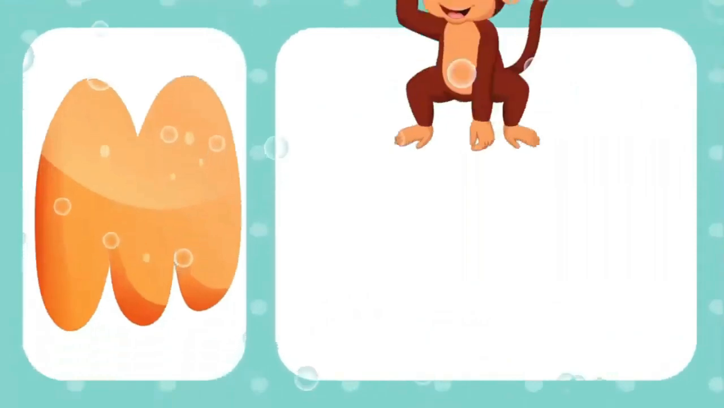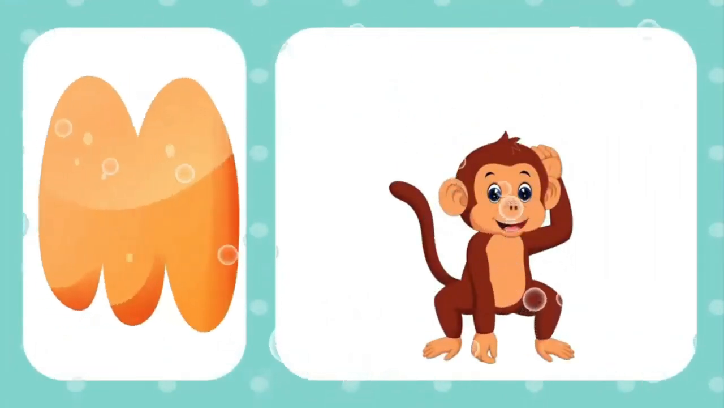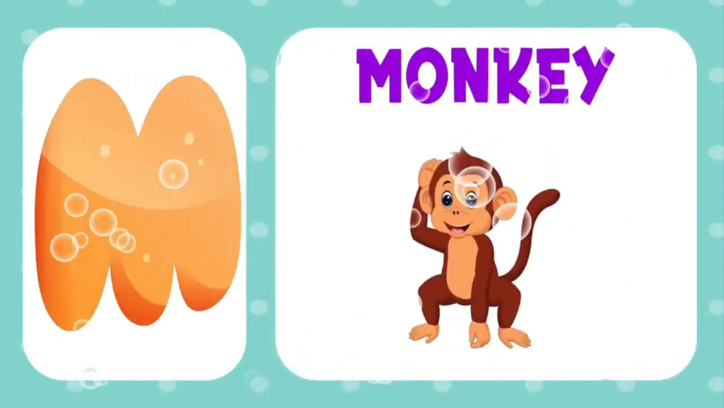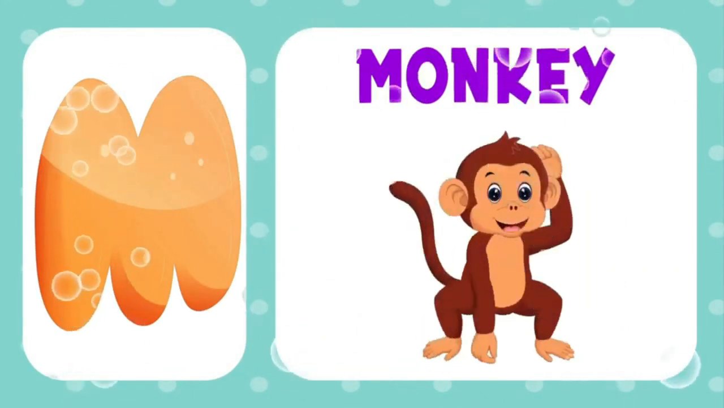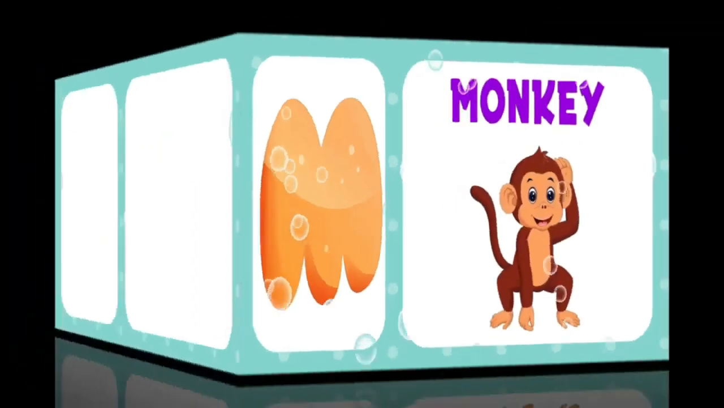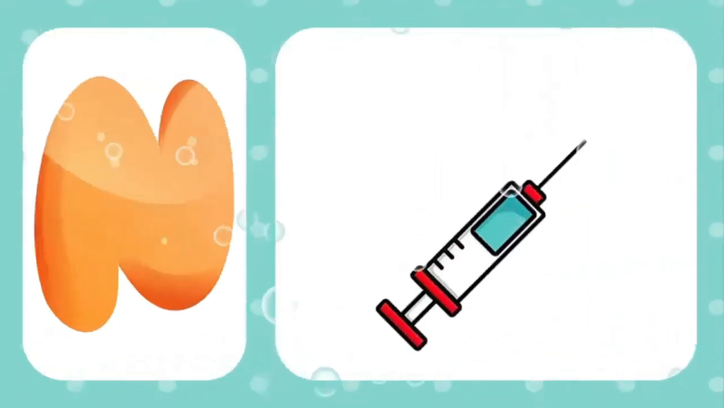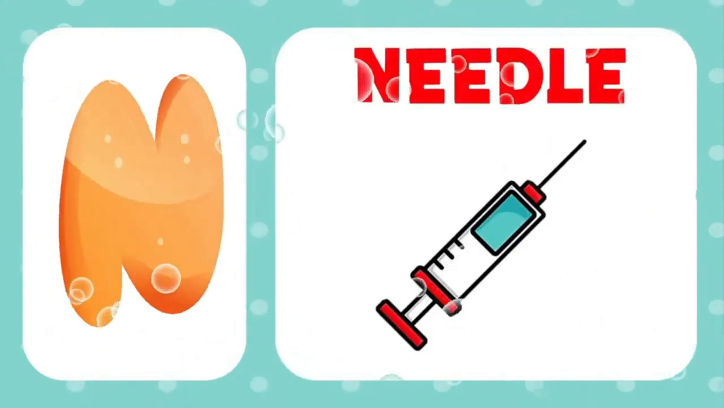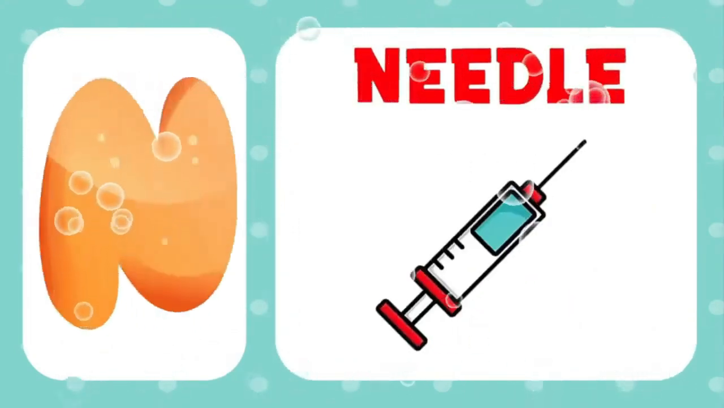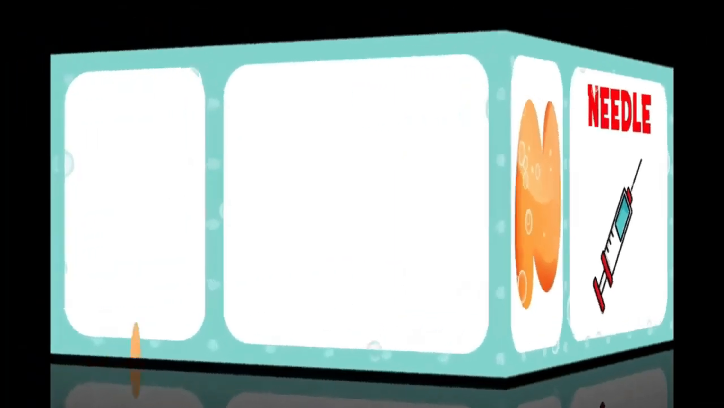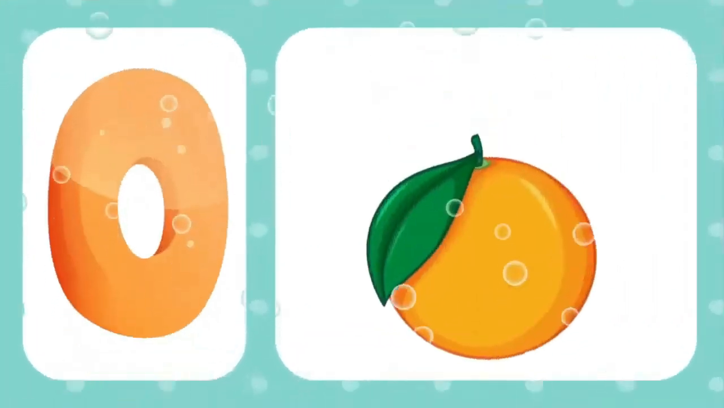M is for monkey. M, m, monkey. N is for needle. N, n, needle. O is for orange.